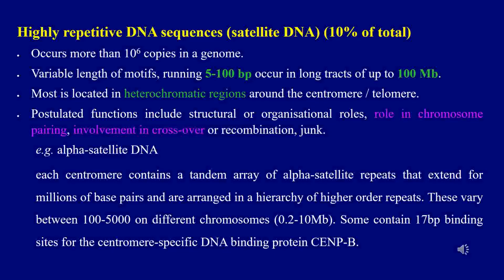Highly repetitive DNA sequences, which represent 10% of the total, occur more than 10 to the power 6 copies per genome. Their individual lengths are rather short, which varies from 5 base pairs to 100 base pairs. Most of these repeats are present at the heterochromatic region of the genome, like around the centromere or telomere.